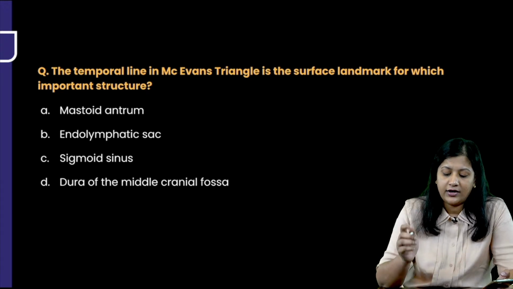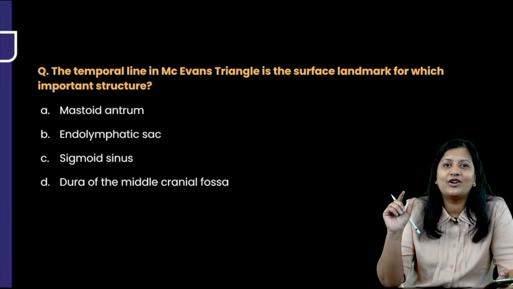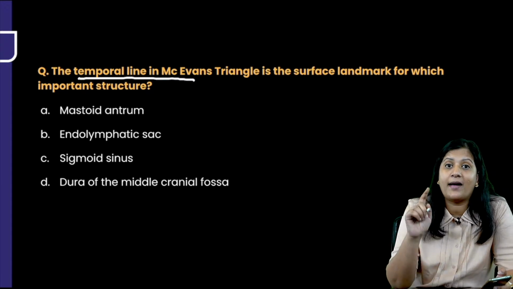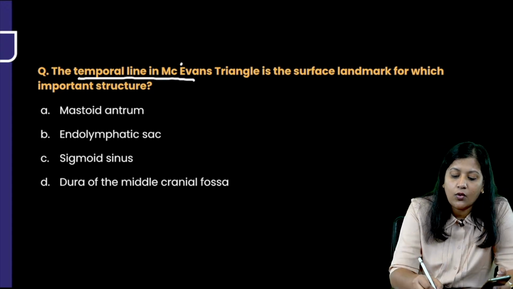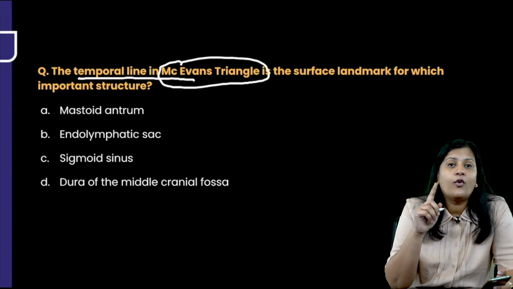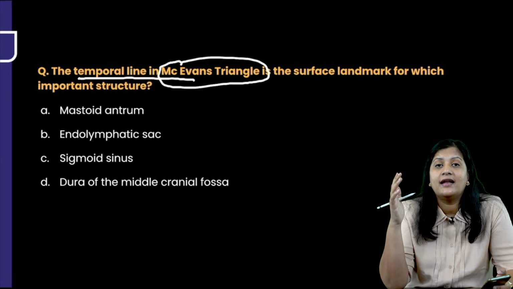Here I would like to emphasize a very important keyword that has been given to you in the question. They have given you the temporal line in the Mac-Evans triangle. They are not asking you only Mac-Evans triangle. They are asking you temporal line in the Mac-Evans triangle. So what does the temporal line represent?